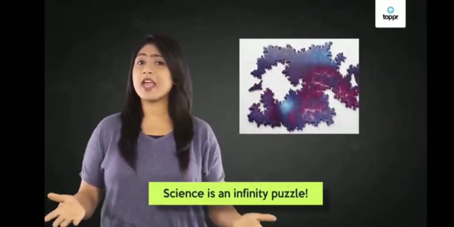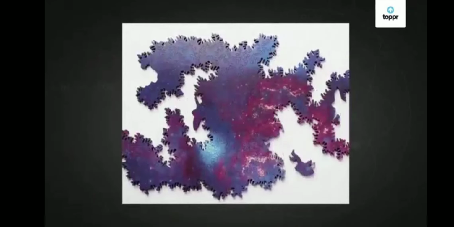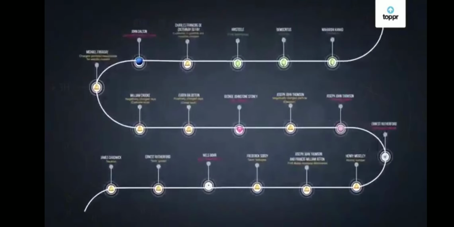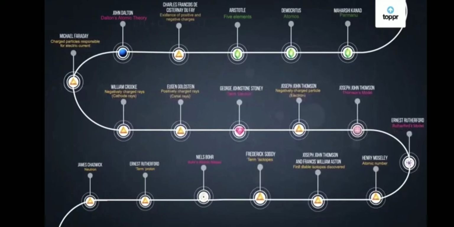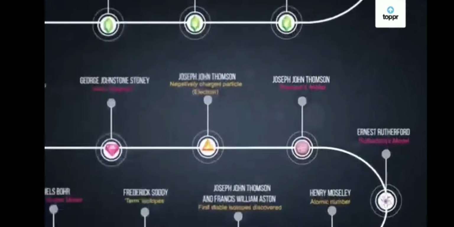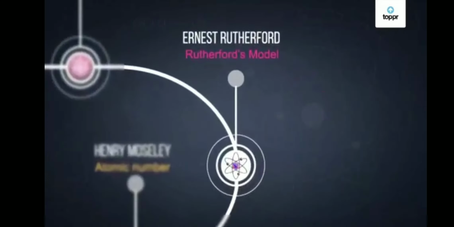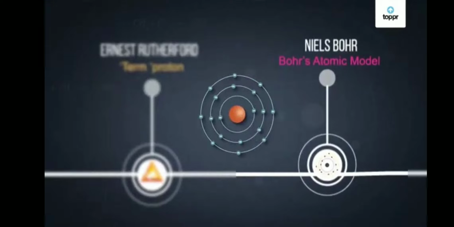Science, my friend, is an infinity puzzle. There's always a missing piece and the puzzle never ends. In the previous videos, you've seen how challenging it was for scientists to figure out the structure of the atom. What Thomson's model couldn't explain, Rutherford's did. And where Rutherford's model failed, Bohr's model came along.